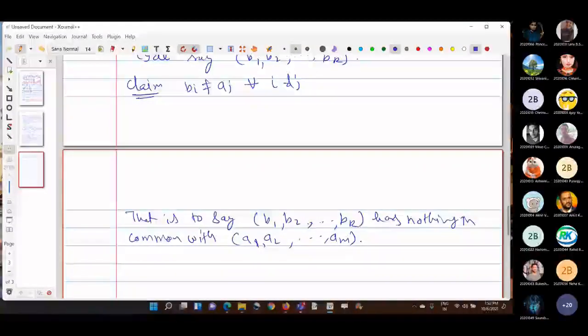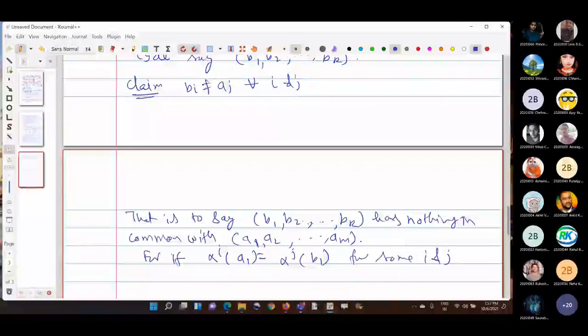So suppose it happens that some elements become common. In that case, suppose alpha to the power I of A1 equals alpha to the power J of B1, for some I and J. It means that between these two, B2 could even be equal to B5, something like this.